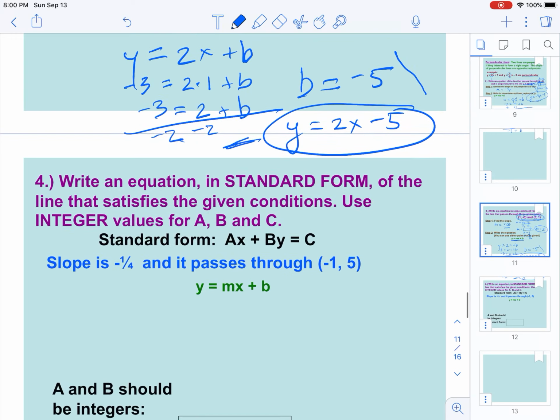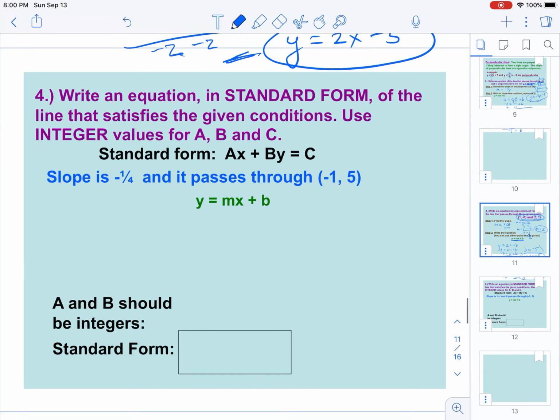Okay, a couple more problems. I thought we were getting close to the end, but here we go. Write an equation in standard form of the line that satisfies the given conditions. And remember, standard form is this, where we have coefficients in front of the x and y. They're on the same side, and it's equal to the numbers that don't have variables, or the constants, which are on the right side.